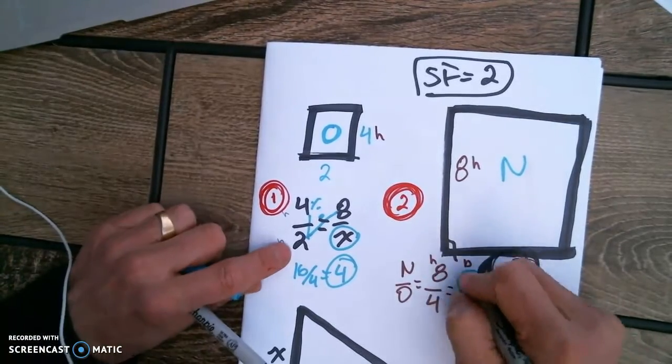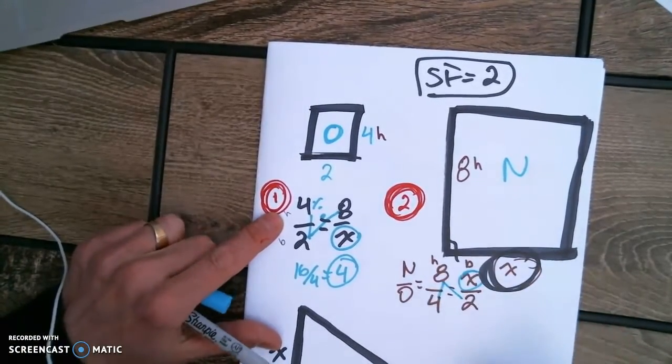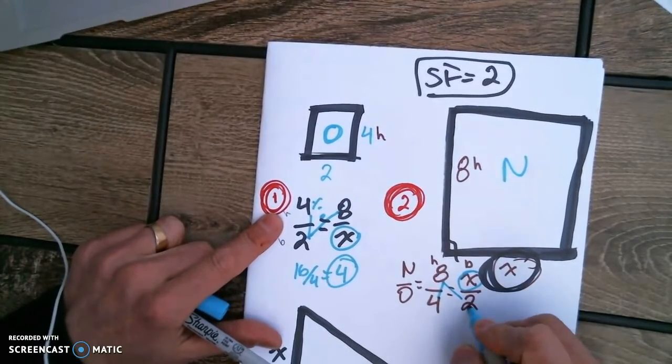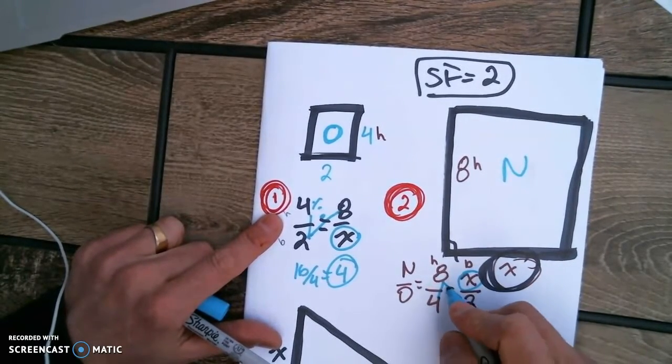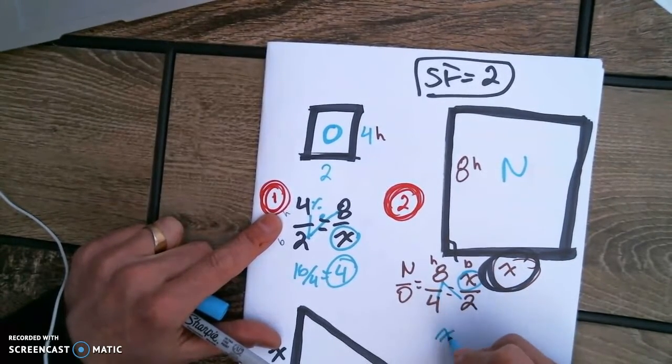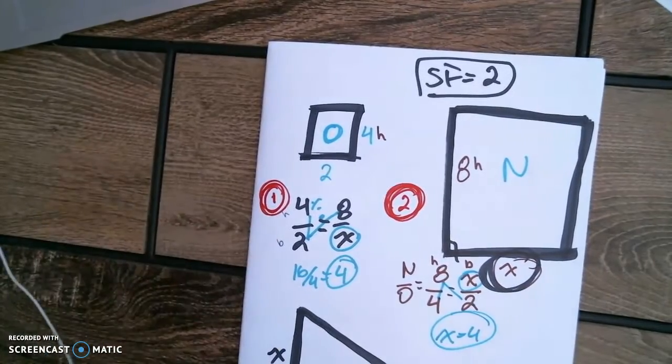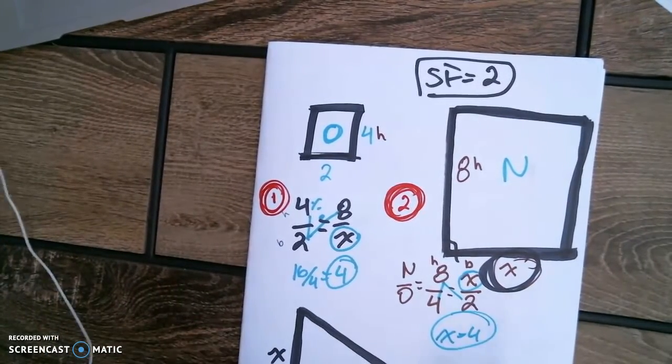I'm looking for x, so I cross multiply and divide. I get the same answer. 8 times 2 is 16. Divided by 4 is 4. X equals 4. Right, now you may have to watch this a few times.